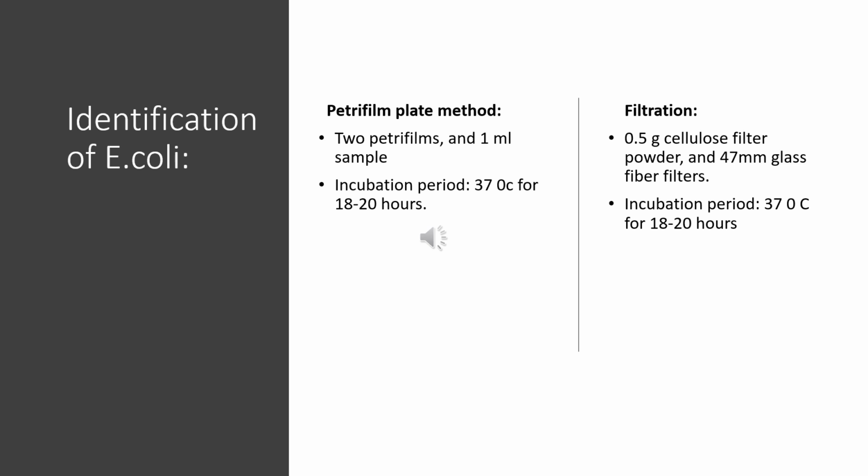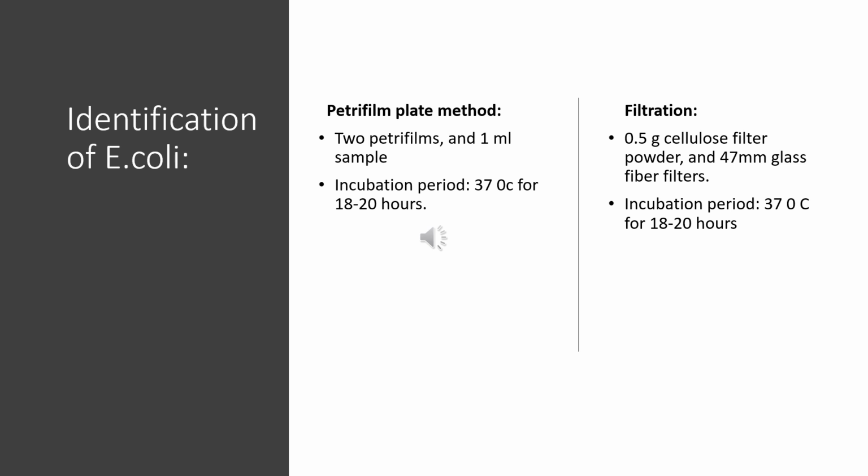For this technique, two Petri plates were used. In each Petri plate, 1 ml of the water sample is added and the plates were incubated at 37 degrees Celsius for 18 to 20 hours. Make sure while preparing the sample there is no air bubble. After incubation, the colonies formed and the number of colonies were counted after 24 hours using the CFU per 100 ml formula.